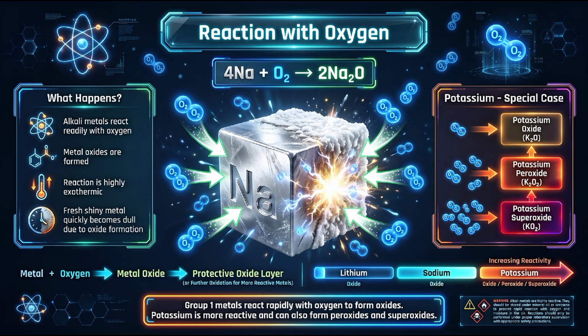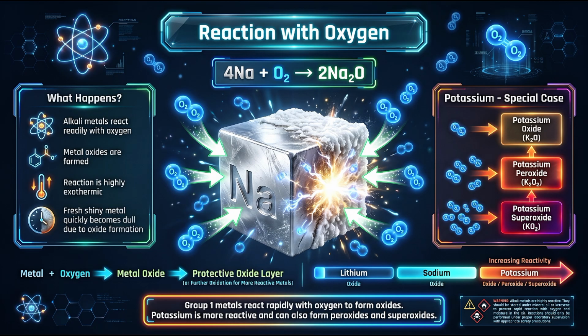It is also important to understand that these reactions are examples of oxidation-reduction reactions. During the reaction, the alkali metal loses electrons and is therefore oxidized, while oxygen gains electrons and is therefore reduced. Electron transfer from the metal to oxygen is the fundamental process responsible for oxide formation.